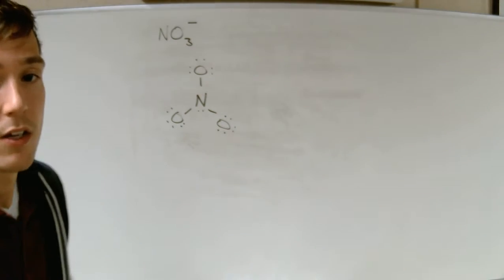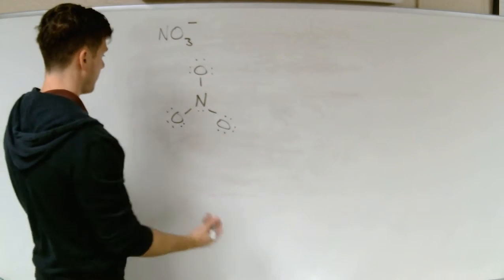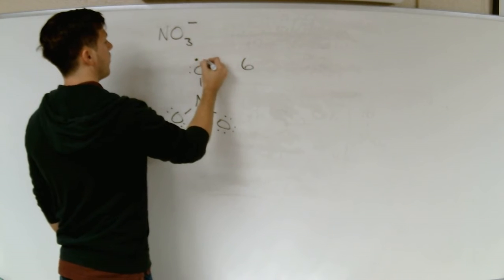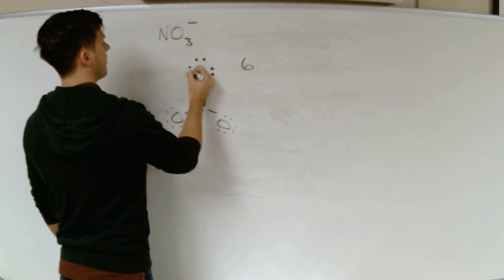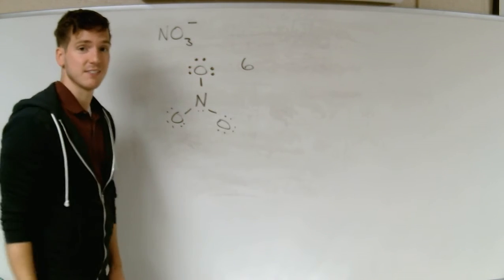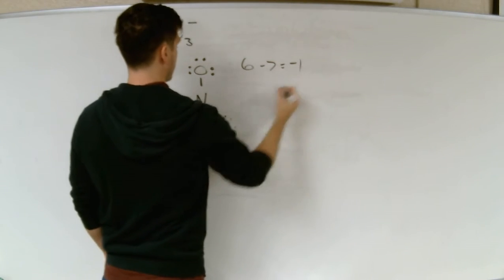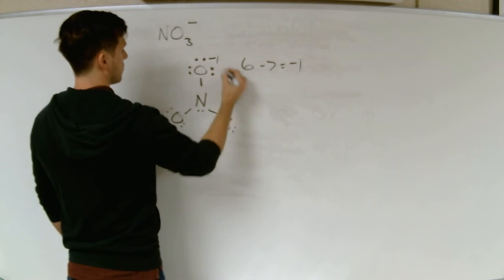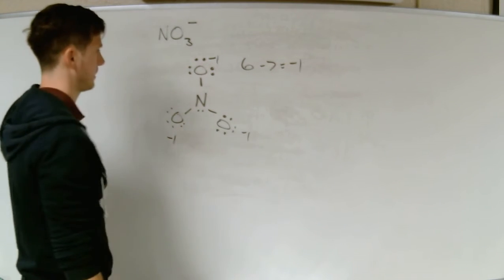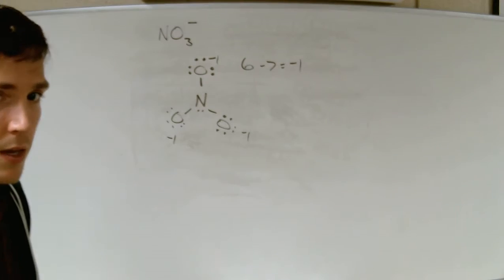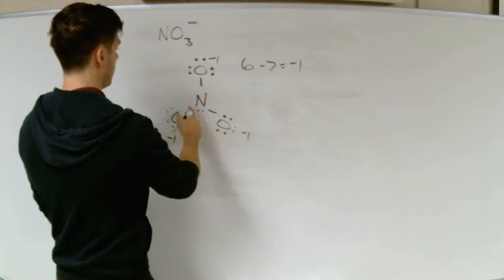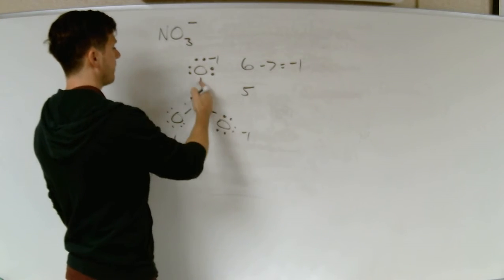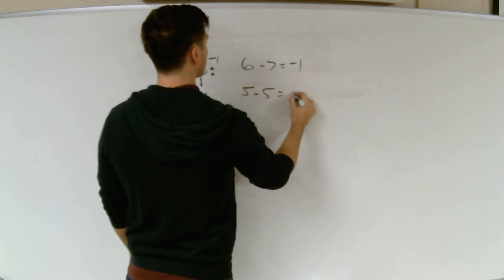Let's figure out formal charges. All these oxygens are the same, so that's nice. 6, 1, 2, 3, 4, 5, 6, 7. So all these oxygens have a -1 formal charge. Now let's look at nitrogen. Nitrogen wants 5 valence electrons, and it's got 1, 2, 3, 4, 5. So it's got a formal charge of 0.